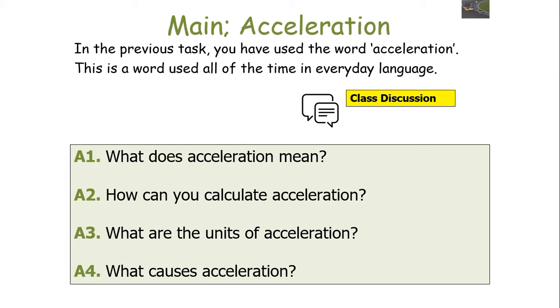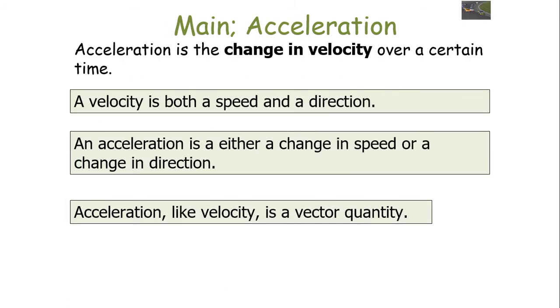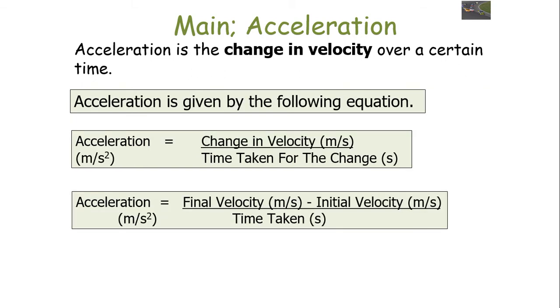So when we're talking about acceleration, what do we mean? Well, an acceleration is the change in velocity over a certain time. So again, because velocity's got a speed and a direction, acceleration can either be a change in speed or a change in direction, because acceleration, like a velocity, is a vector quantity.